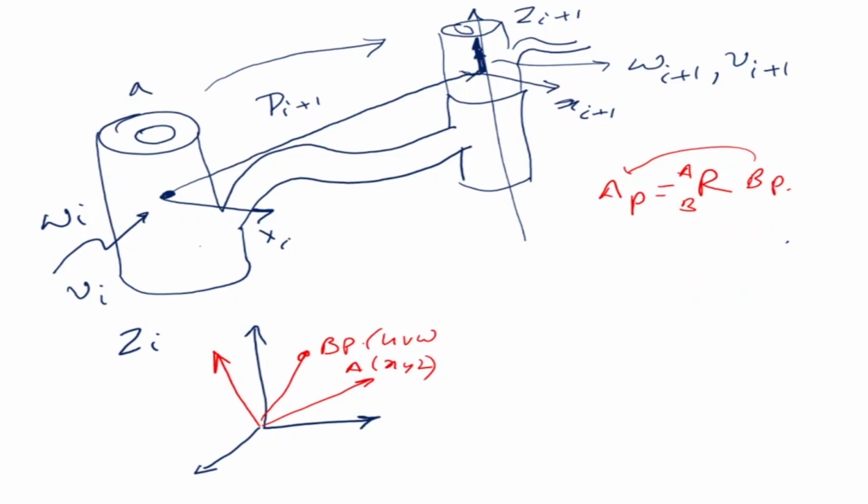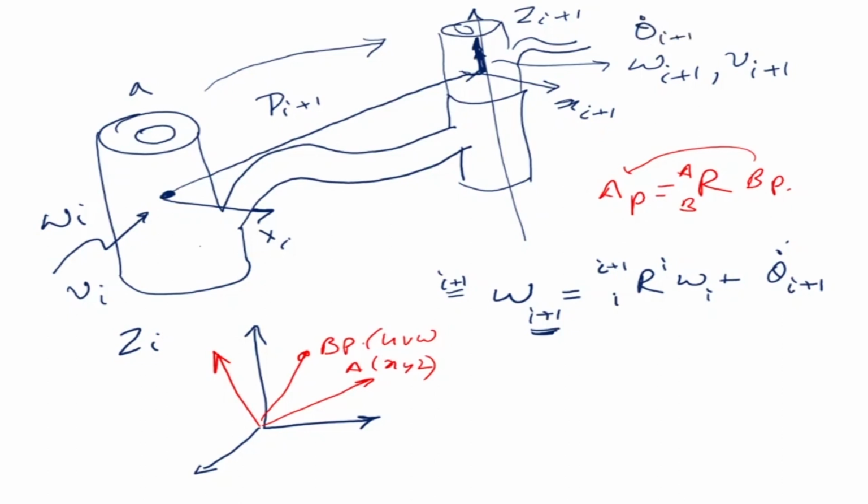Now we write it this way: omega i plus 1, with the superscript i plus 1. What is the meaning of this way of writing? First, it is the omega of the i plus 1th frame, and it is expressed with reference to the i plus 1th frame. This is equal to R, i plus 1 to i, times omega i, plus theta i plus 1 dot. So theta i plus 1 dot is its own velocity.